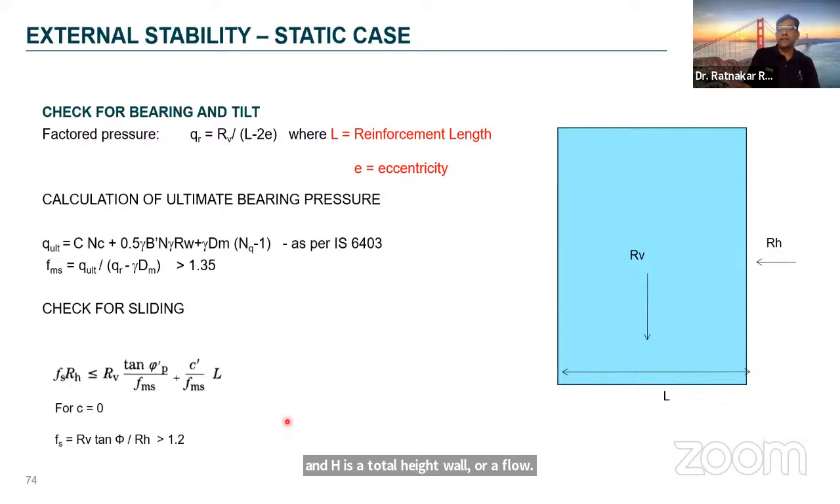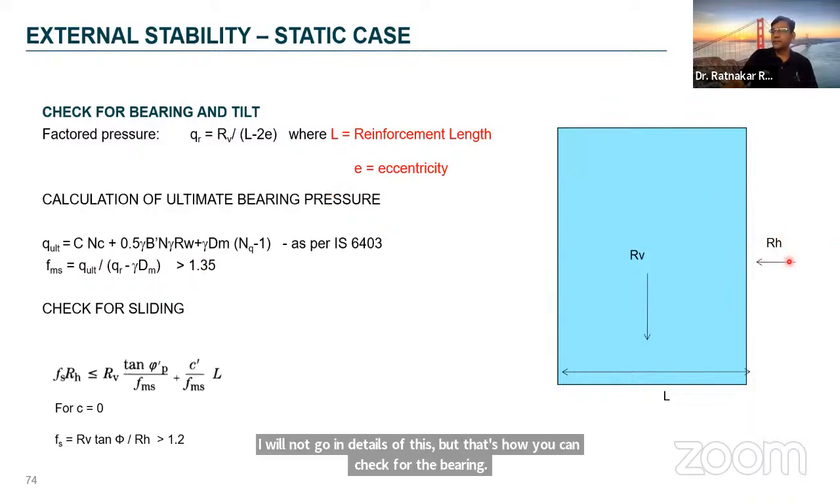When you have to check for the bearing and tilt, of course, you consider the whole reinforced soil mass as one body. You calculate the resultant force RV, and you have the lateral force, RH. With this RV, you can calculate the bearing pressure, RV divided by L minus 2e, where L is the reinforcement length and e is your eccentricity, which is coming from your overturning check. And this bearing pressure shall be less than your bearing capacity. The bearing capacity you can calculate using this formula given in IS 6403, which is more or less based on Terzaghi's formula. I will not go into details of this, but that's how you can check for the bearing.